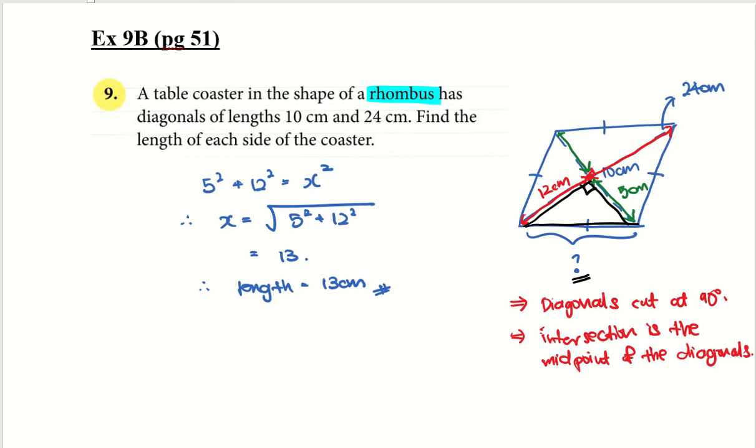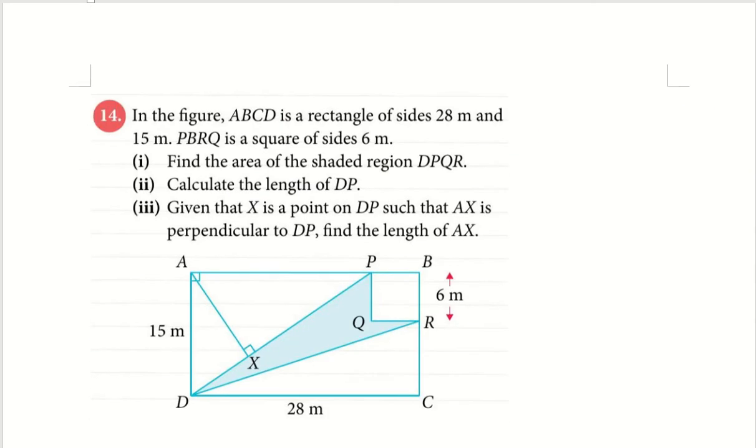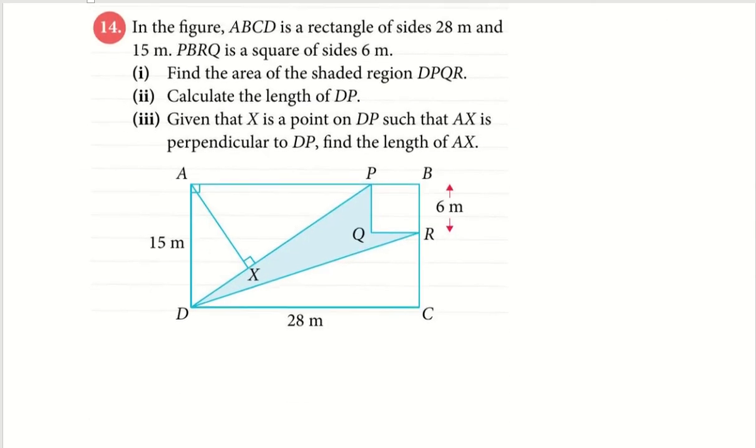With that, we move on to the next question, question number 14. Let's take a look. In this question, they tell you that you have a rectangle ABCD of sides 28 and 15, and PBQR is a square of 6 meters, which is over here. Part 1 asks you to find the area of the shaded region DPQR, which is the shaded region in blue over here.